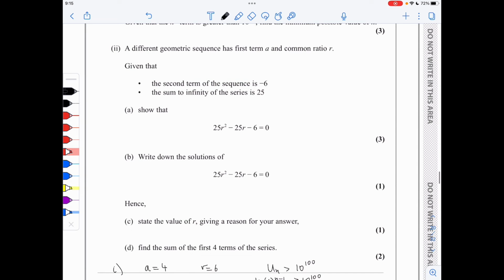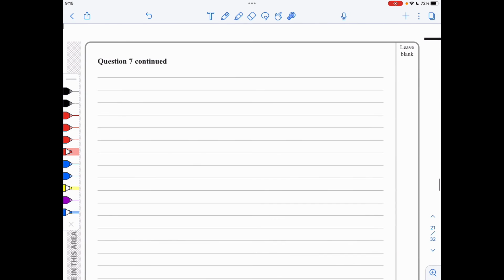And then in part II, we've got a different geometric sequence. We are told that the second term is -6. The sum to infinity is 25. We need to show that r, the common ratio, satisfies this quadratic here. So let's write what we have been told.